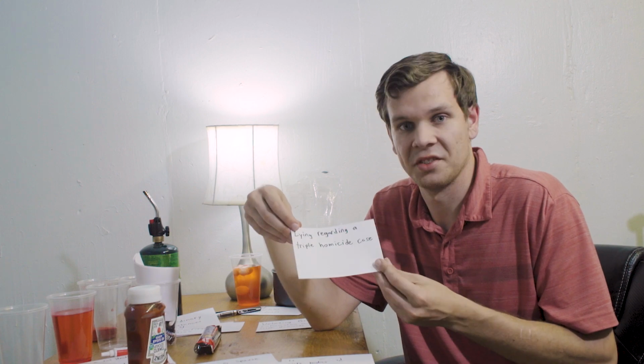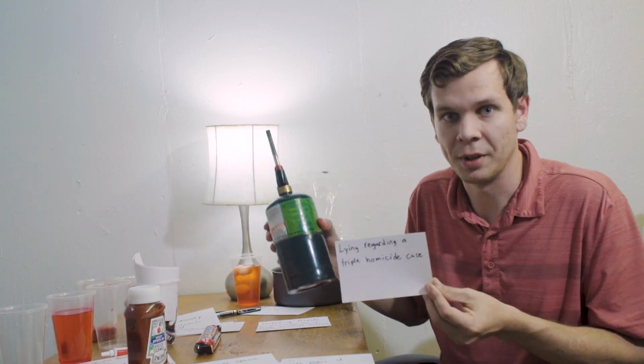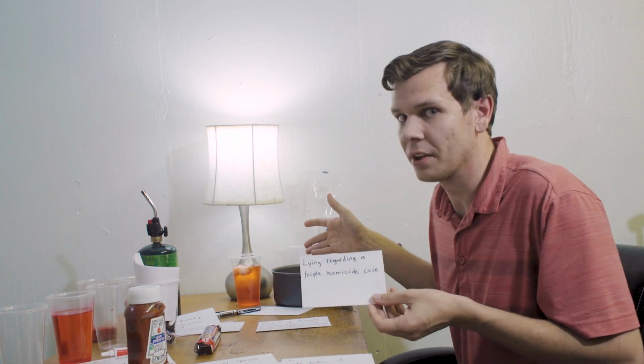So, the final one, lying regarding a triple homicide case. That's obviously a result of the propane torch. Lying to police, you could probably say, is the equivalent of being on fire, but this is obviously, at least in my opinion, the result of the homicide investigation that makes people nervous. So that's all the examples.